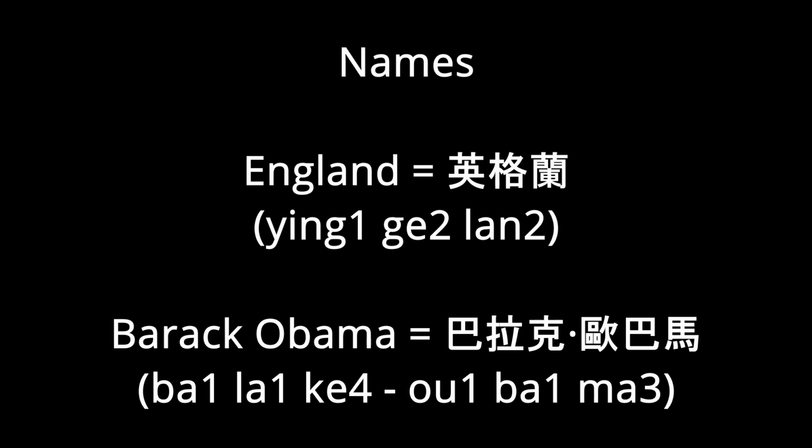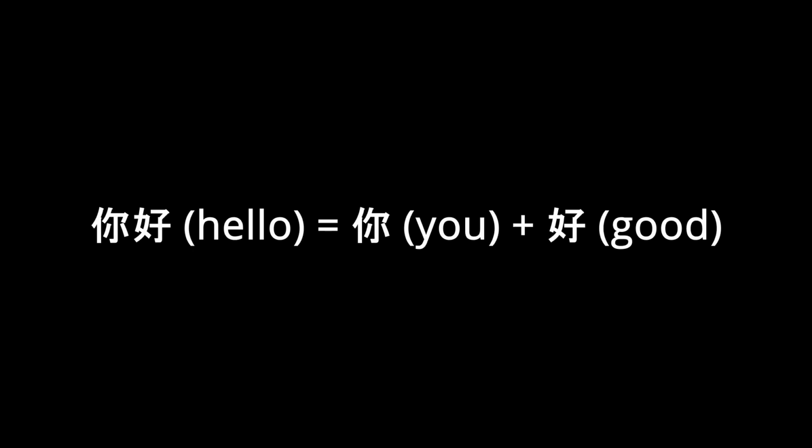Most words in Chinese today are either 1 or 2 characters long, but there are some exceptions, most notably being names and also 4-character idioms known as chengyu. So let's take the word ni hao as an example, meaning hello. This word consists of 2 characters, ni, meaning you, and hao, meaning good. Literally translating to you good.